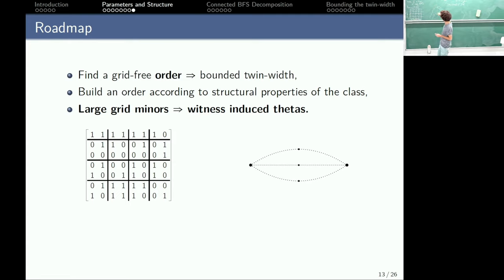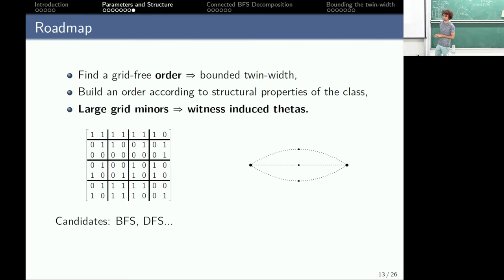So like here we use the green minor to get a cycle, but the whole goal here is to find an order that witnesses some theta instead of just a cycle, and then you get a contradiction and you have bounded things. So the candidates: you take your class of graphs of girth at least 5, forbidding any induced subdivision of a theta, and you want to find an order.